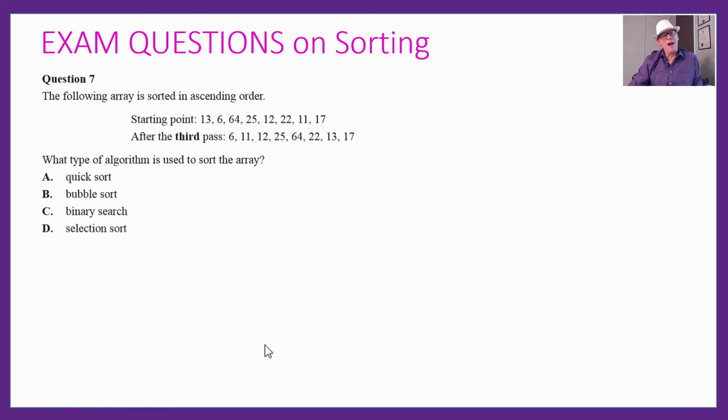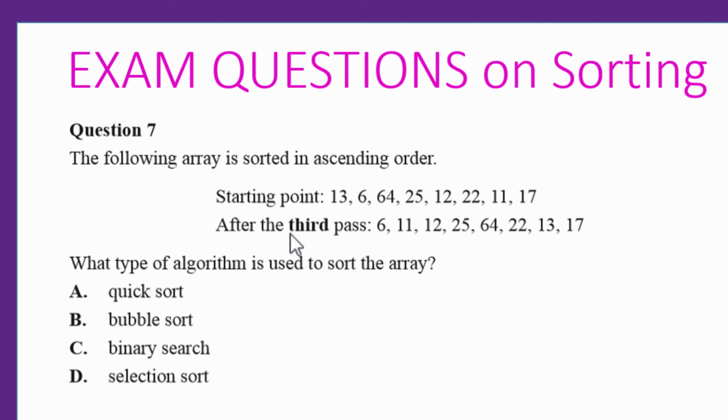Question 7, the following array is sorted in ascending order. Now, it's not sorted in ascending order, it's actually unsorted at the moment. So I do not like this question, the way they've worded it. I think it should have said the following array is being sorted into ascending order at the moment, okay? Or it's in the process of being sorted into ascending order, because it's not sorted in ascending order yet. It's in the process of being sorted.